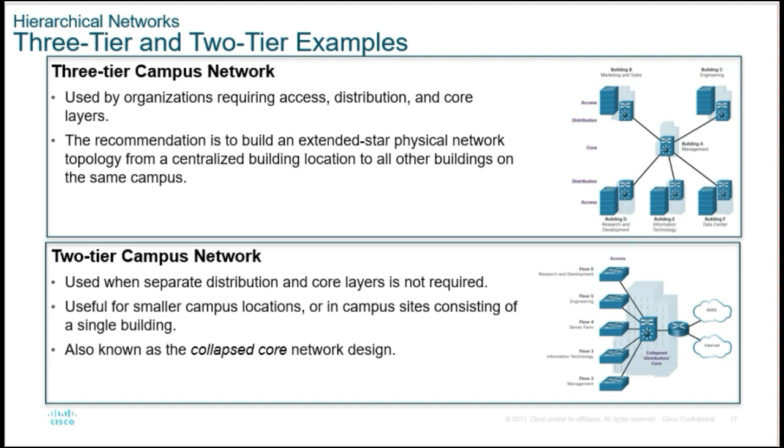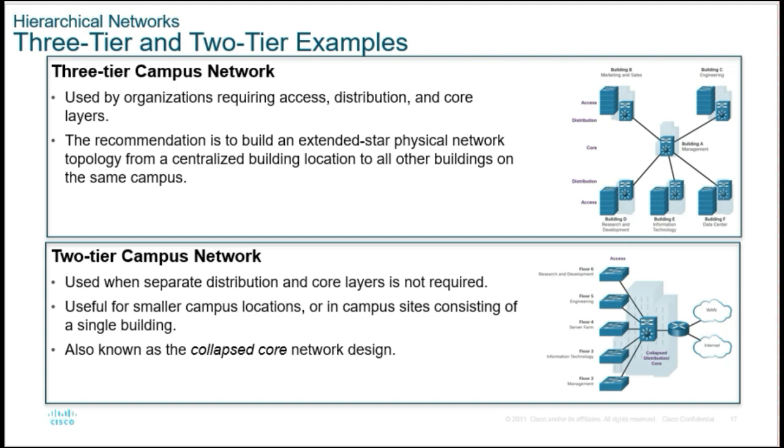Kemudian kita ada distribution layer yang integratekan semua access layer ini. Then within all these buildings, we have the core layer to integrate the traffic between all the distribution layer. So dari segi architecture, kita panggil ni sebagai an extended star physical network topology.